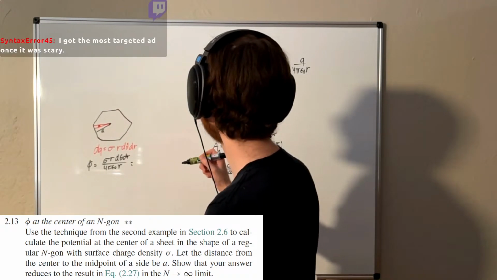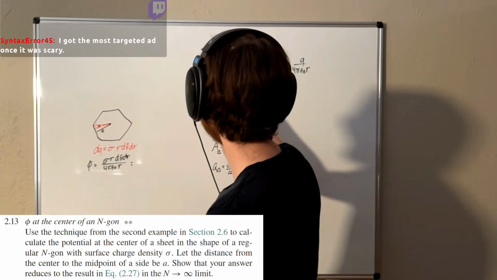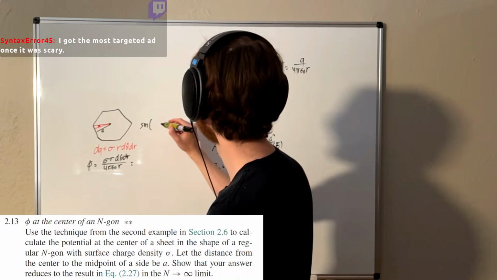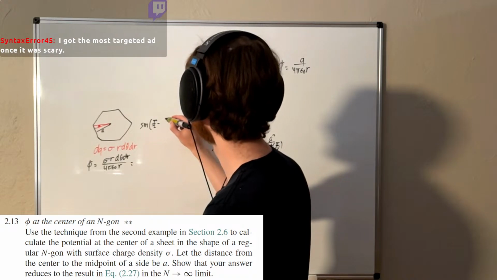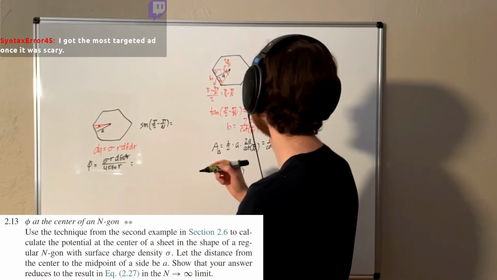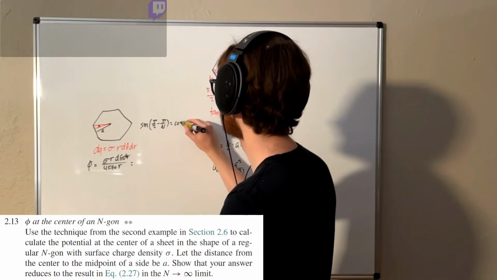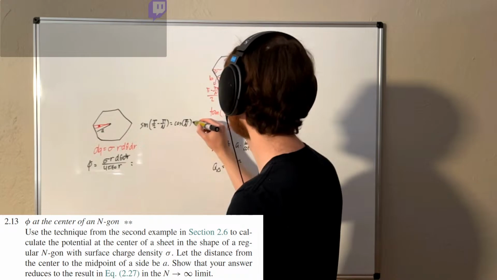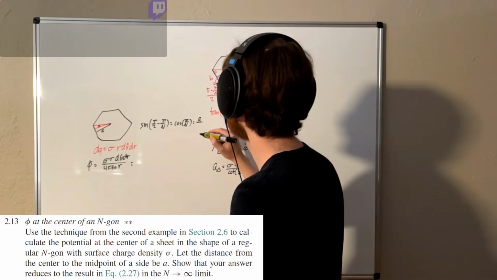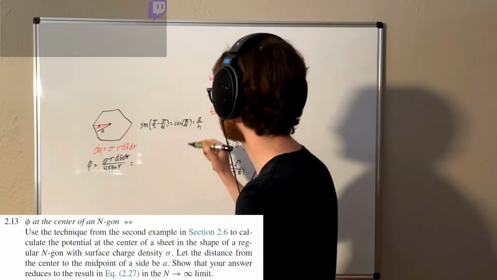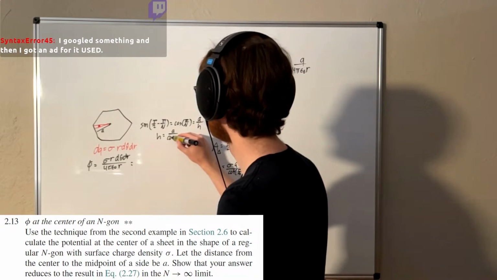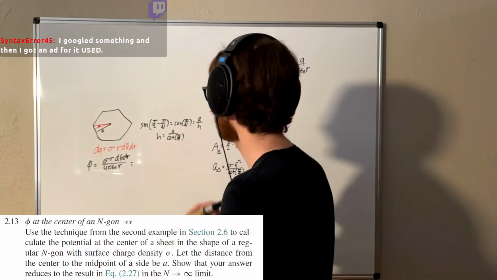So I think we want to take sine of this angle. A over, I'm just going to call it H, equals sine pi over N.